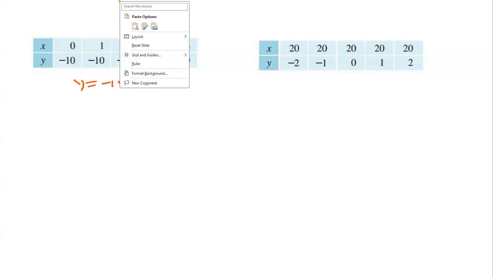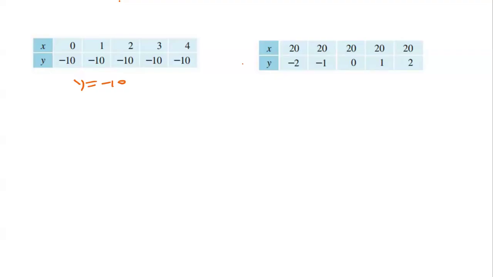And so it is for this one. The equation for this is going to be x is equal to 20, because any y value you give me, it's always 20. Okay, so x is equal to 20 for the second table, and then y equals -10 for the first table there. Okay.